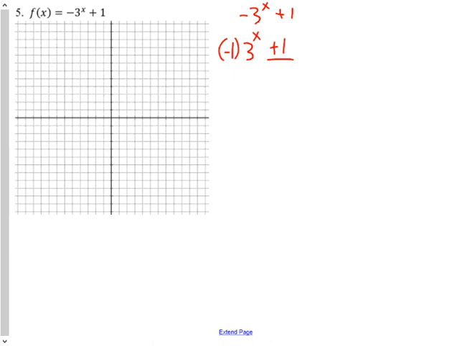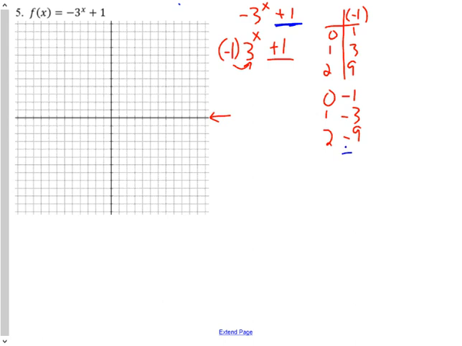So again, transformation reminders. If we took our same first key points from the beginning, the negative 1 is on the outside, so it affects the y. So then our points would flip over this line, and we'd go negative 1, negative 3, negative 9. And then plus 1 is our k value and our asymptote.